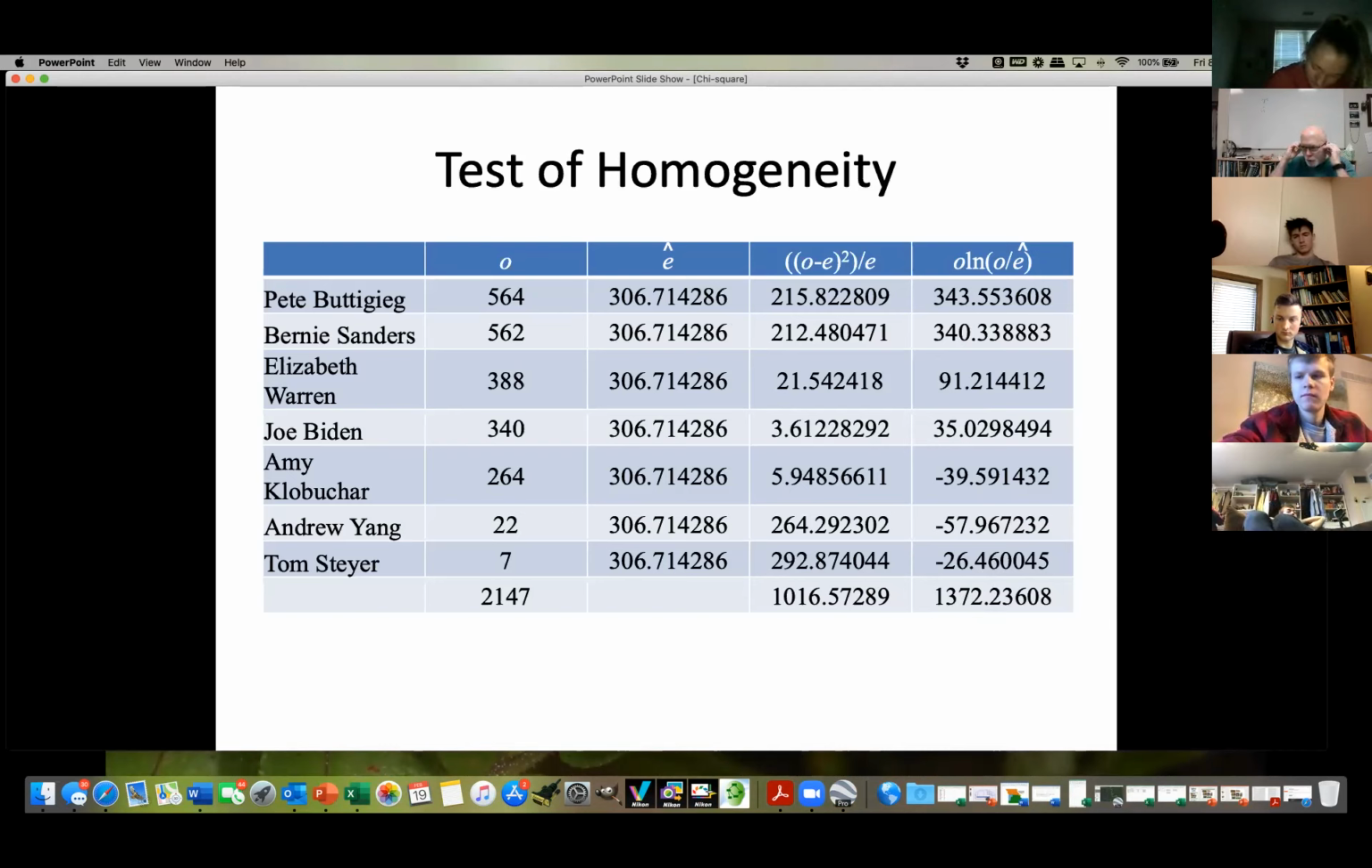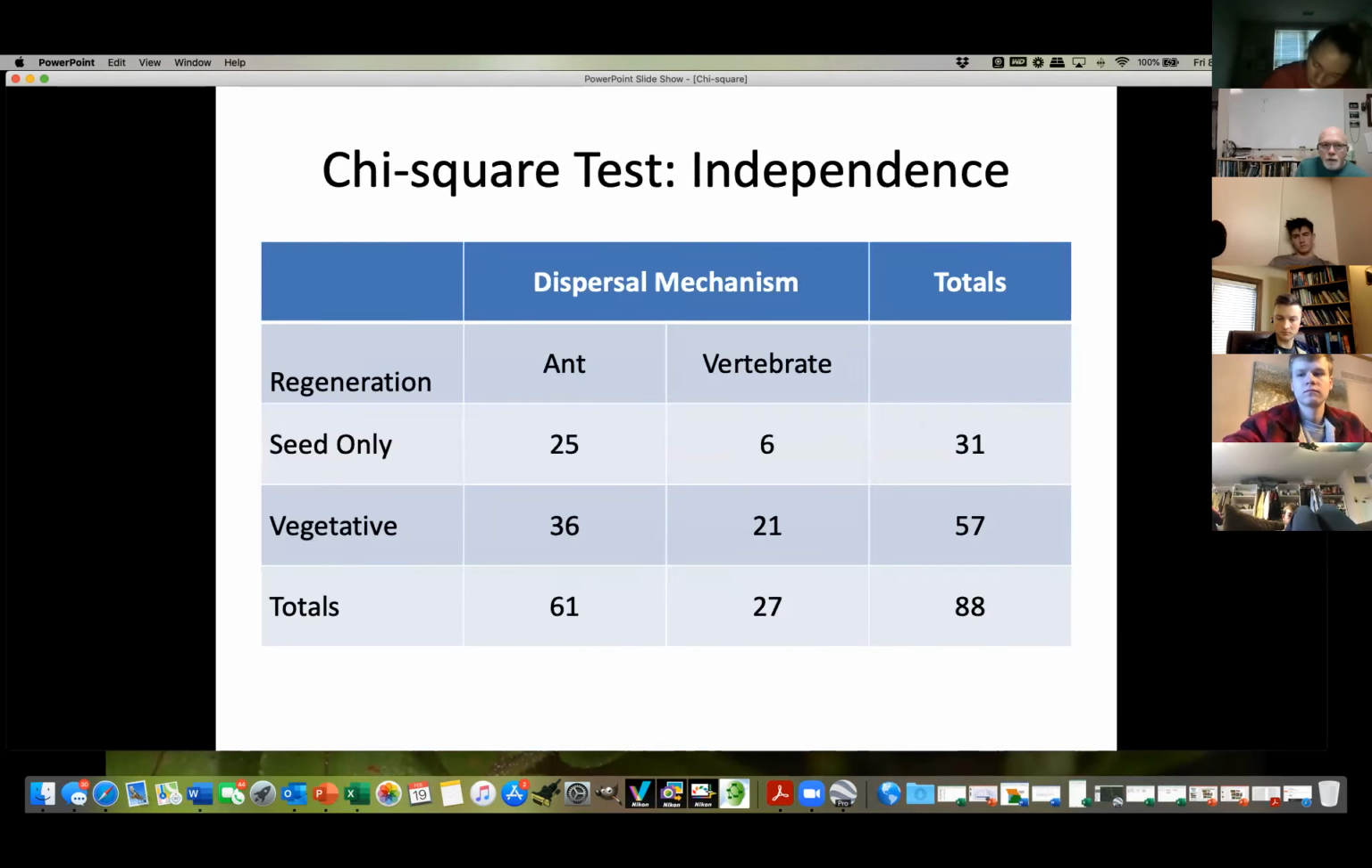All right, chi-square tests about homogeneity. Any questions about those? Okay, then.